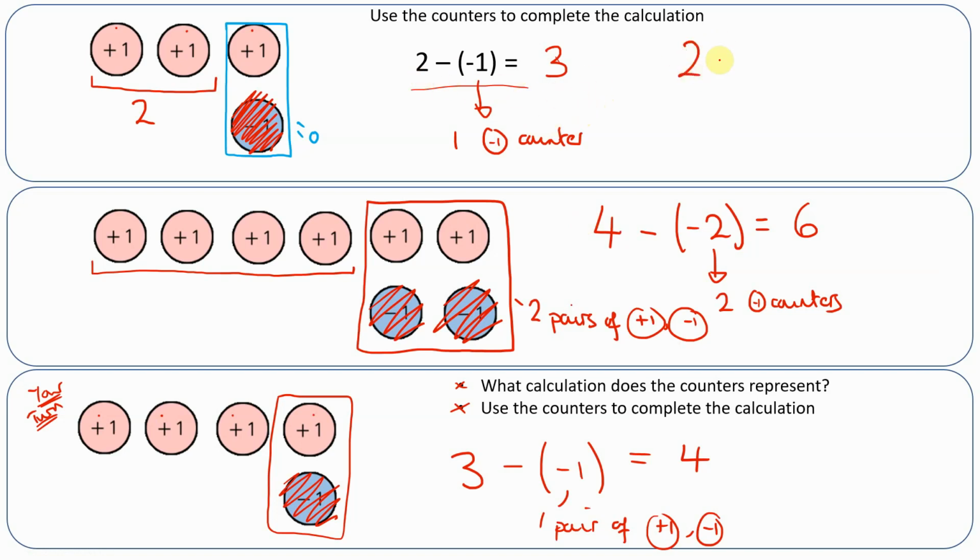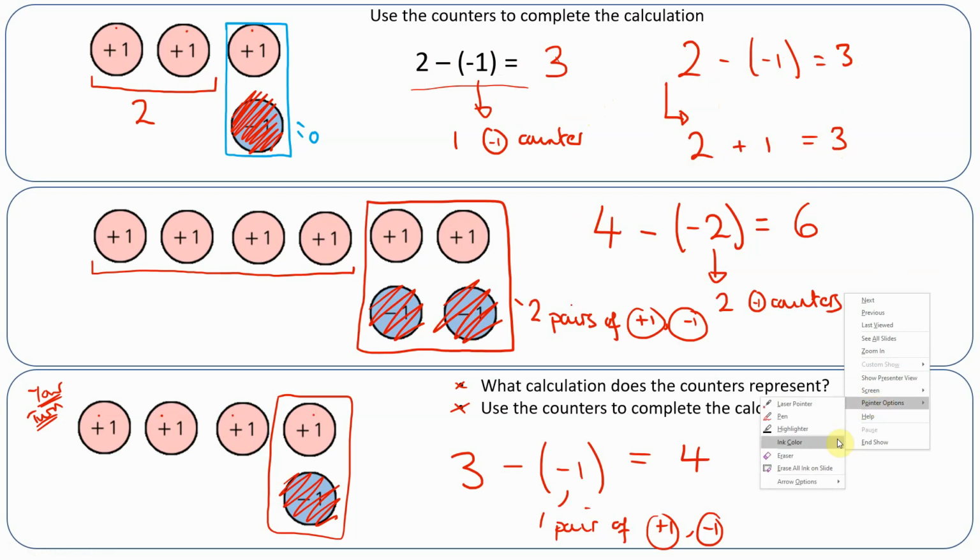2 subtract minus 1 equals 3. How else could we use the numbers 2 and 1 to make 3? Well, we could also say 2 plus 1 equals 3. I'm just going to change my colour, just so you can definitely tell that this is different to my other workings.